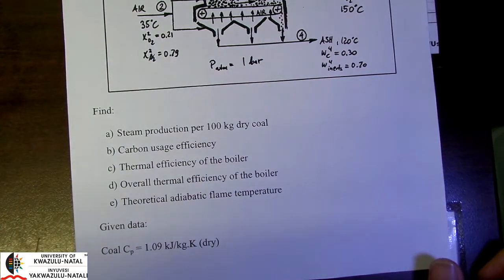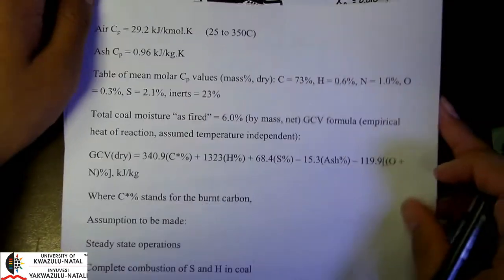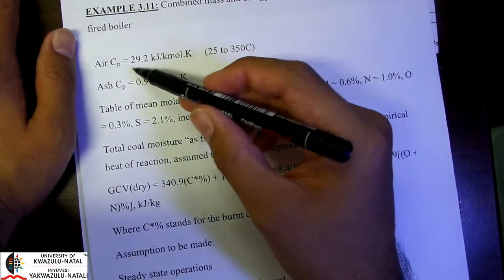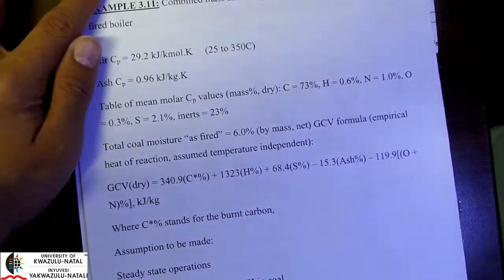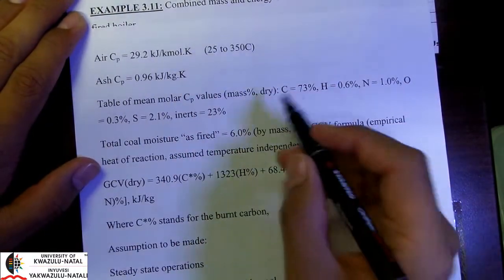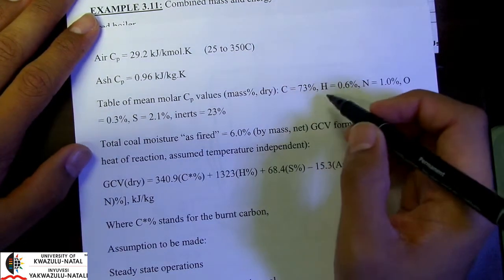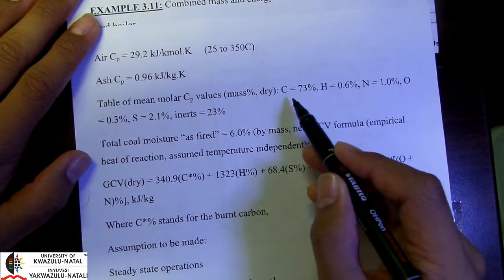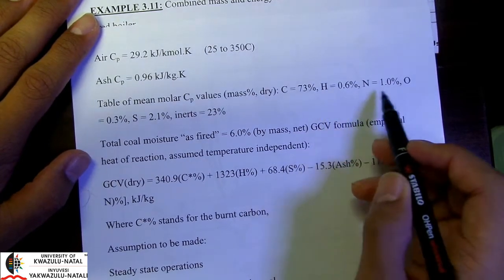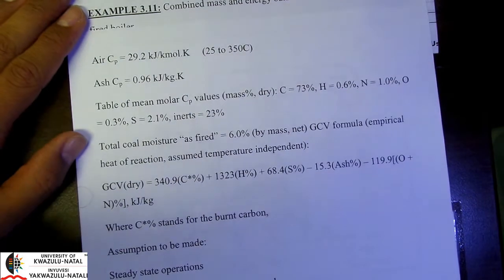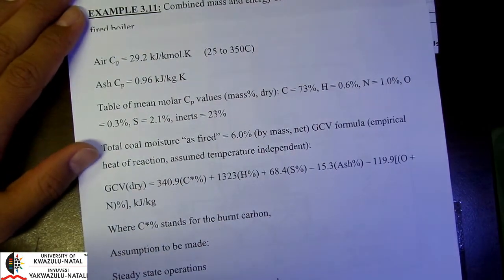Now we have been given some information. Firstly, we've been given an average CP value for the coal. We've also been given average CPs for the air and the ash, as mentioned above. And we also have been given the coal ultimate analysis. Okay, so 73% carbon, 0.6% hydrogen, 1% nitrogen, and so on. Okay, and it's also stated that there is some moisture in the coal.